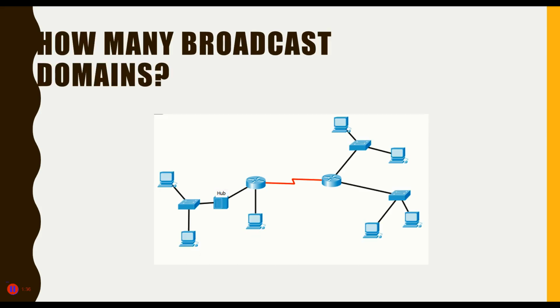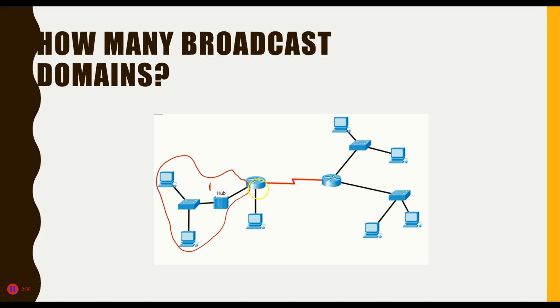Three of them. Now let's look and see how many in this one. Ooh, this is a more complex one. Well, I can see right now that we have a router here and a hub. I've labeled this one for you so that you can tell what it is. And then a switch over here. But hubs and switches do not separate broadcast domains. So this entire section here is one broadcast domain.